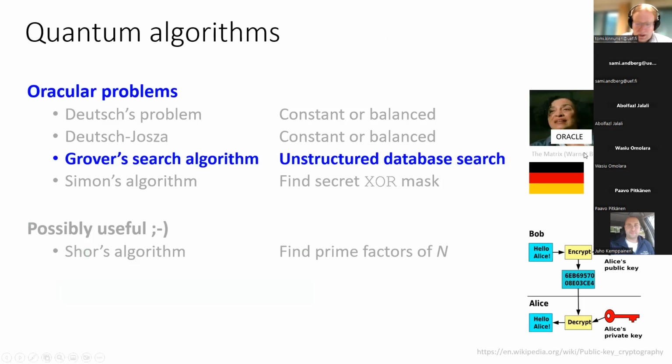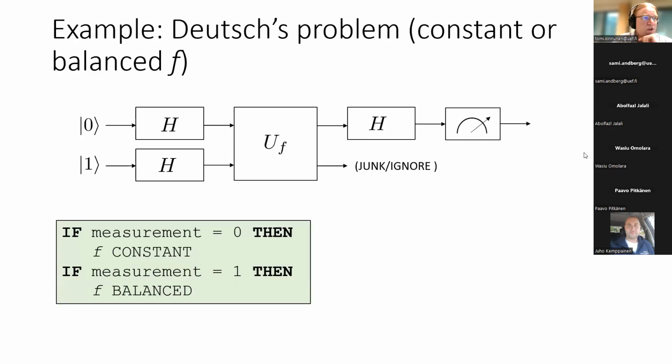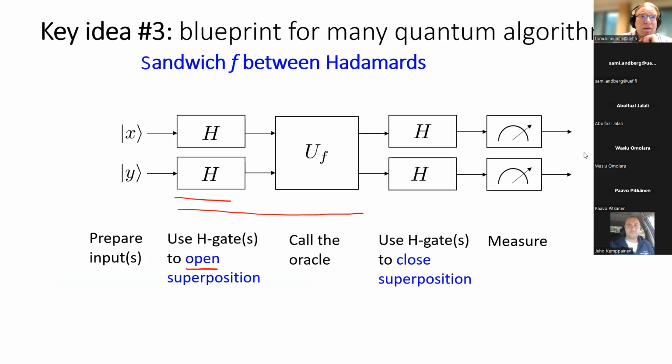I hope that this clarifies a little bit the building blocks of the quantum algorithm. So quantum parallelism, the phase kickback, and then this general design principle where you put the oracle in the middle and Hadamards to open and close the superposition around that one, followed by measurement.